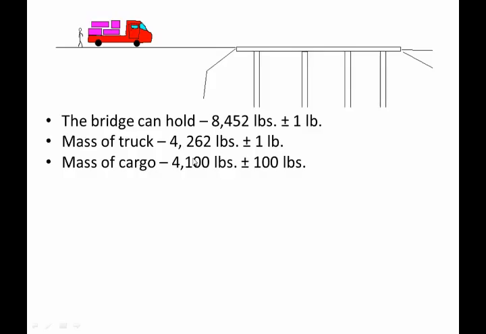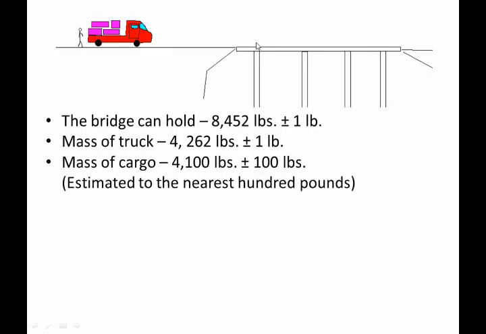I pick up the cargo, and I ask the person who gives me the cargo, how much does this cargo weigh? And they say, 4,100. And I ask very intently, how precisely do you know that? And they say, well, to the nearest 100. So, as we talked about before, this measurement is recorded this way: 4,100 pounds plus or minus 100 pounds. These two zeros, with no decimal point, are not significant. My other two measurements are to the nearest pound. This one is to the nearest 100.